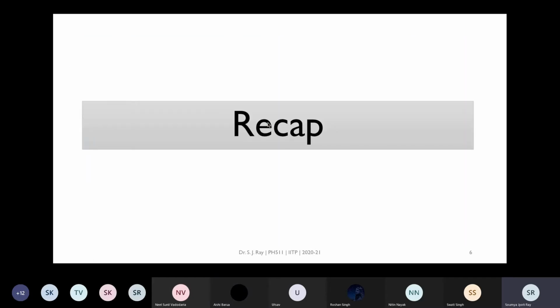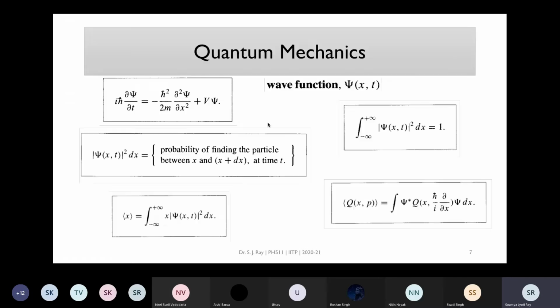Now I'll do some recap before getting into the actual topic. As you see, atomic physics is basically completely built upon quantum mechanics.